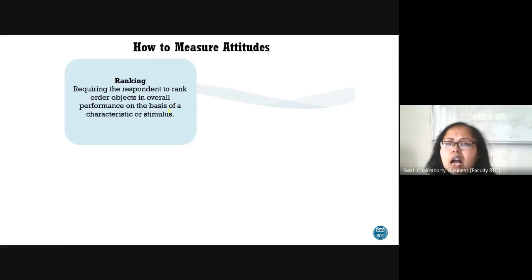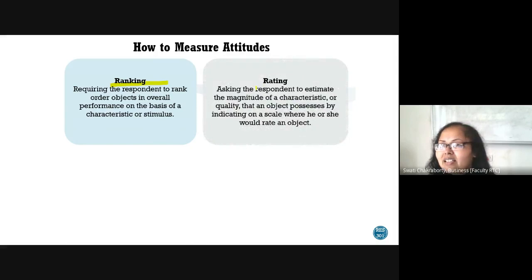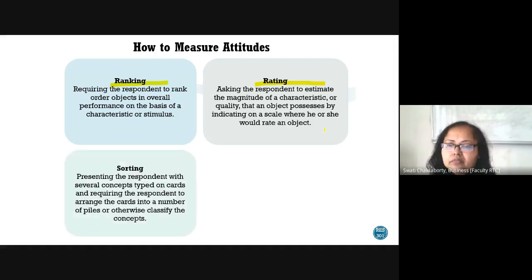All right, so how do we measure attitudes? First, there are four ways to do it. Ranking, where we require the respondents to rank order objects in overall performance on the basis of particular characteristics or stimulus. Second is rating, where we ask the respondents to estimate the magnitude of a characteristic or quality that an object possesses by indicating on a scale where he or she would rate an object.